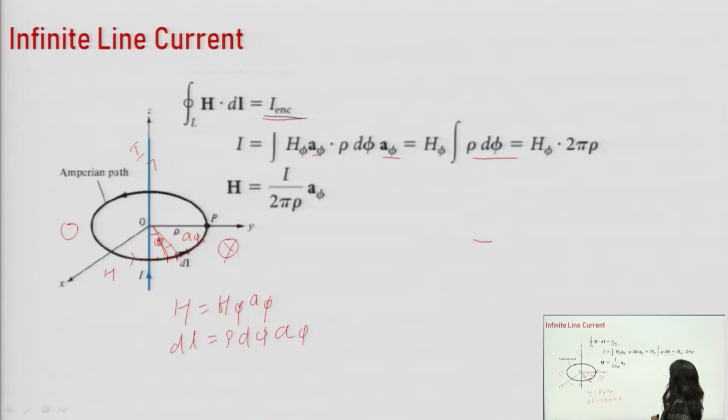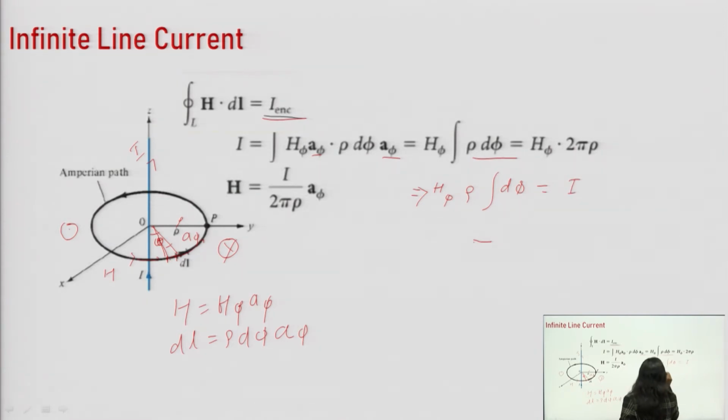So rho is also a constant quantity, because rho is nothing but the distance between the point of interest where we need to find the magnetic field and the current element. So this is the rho. It will be a constant quantity, so we will take it outside, then it will be h phi rho integral of d phi is equal to total I enclosed, which is equal to I.